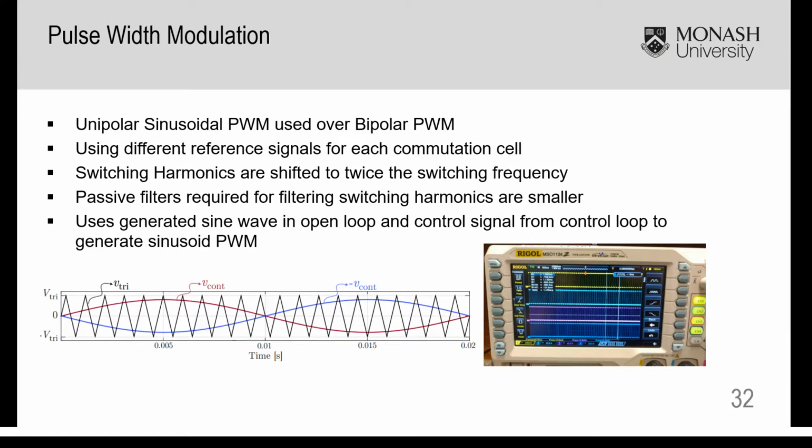In open loop control, sinusoidal pulse width modulation is generated using generated sine waves from math.h as a control signal, and in closed loop, the output from the controller was used as the control signal.